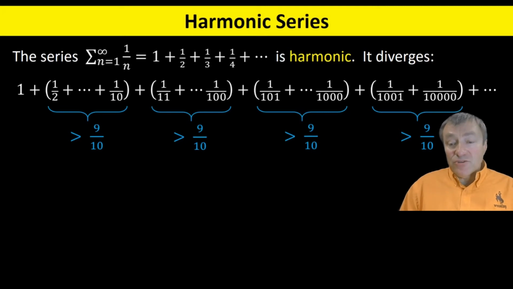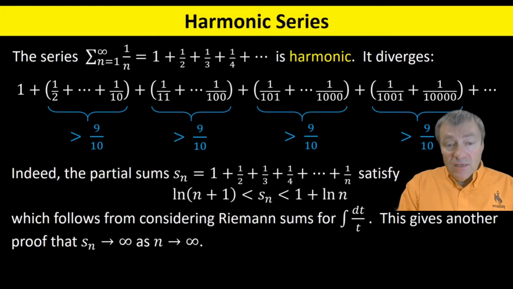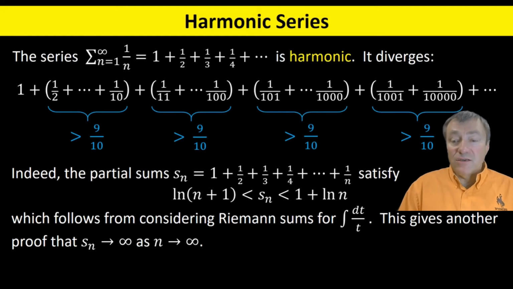So adding more and more terms, the partial sums can be made as large as you want. It takes a long time to get there, but it eventually does get bigger than any number you name. So it's true that the partial sums diverge, only very slowly.